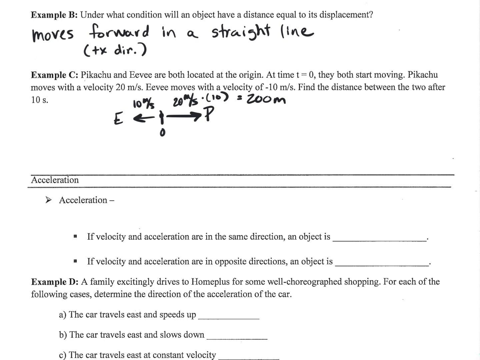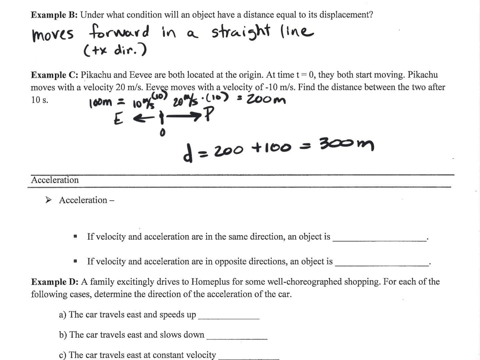Because it's an absolute value, and I've shown it in the picture that she's going the other direction. Isn't that what the negative means? She's just going that way for 10 seconds. So this is 100 meters. So what is the total distance between those two after 10 seconds? 300. Yeah. 200 plus 100 is 300 meters. Now what if they were both going in the same direction? What would be the distance between them? Why 100?